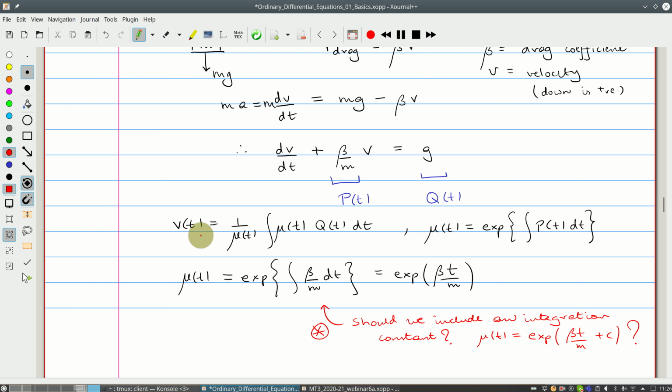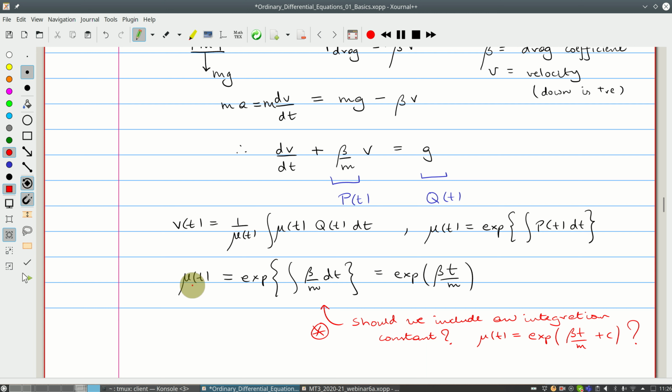So we use our equations. We can write down our solution. The velocity as a function of time will be 1 over mu times the integral of mu times q dt, and the integrating factor mu is given by the exponential of the integral of p of t dt.